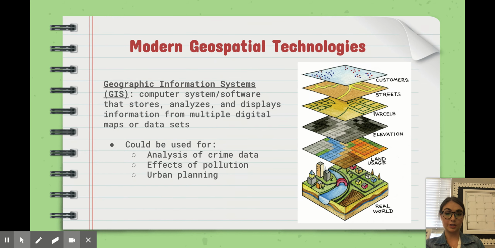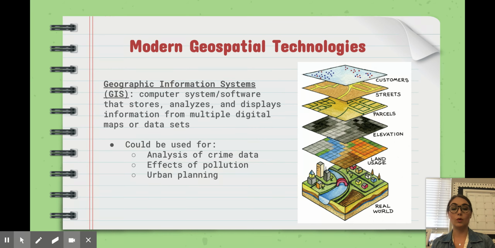The last one we're going to talk about is called GIS, Geographic Information Systems. Now, this shouldn't be confused with GPS, all right? So what GIS does is it takes the information from the GPS and it takes remote sensing and it kind of puts them together. Okay, so it's a computer system or software that stores, analyzes, and displays information from multiple digital maps or data sets.